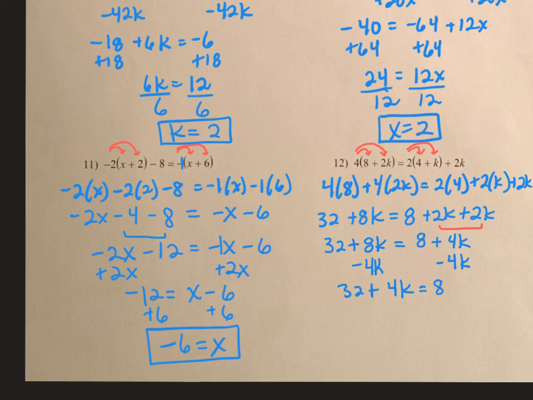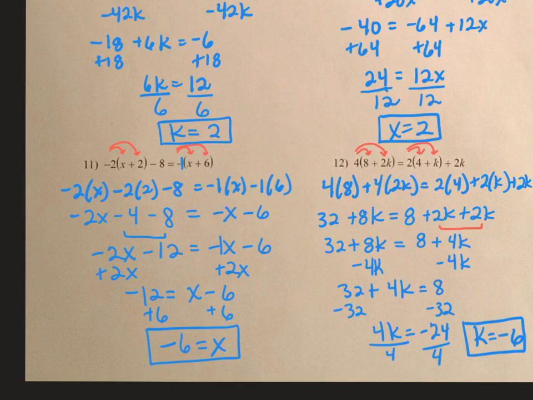Now I move my constant, so minus 32, minus 32. I'm left with 4k on the left side equals 8 minus 32, which is negative 24. Okay, so now to get rid of my coefficient, I divide by 4, and I am left with k equals negative 24 divided by 4, which is negative 6.